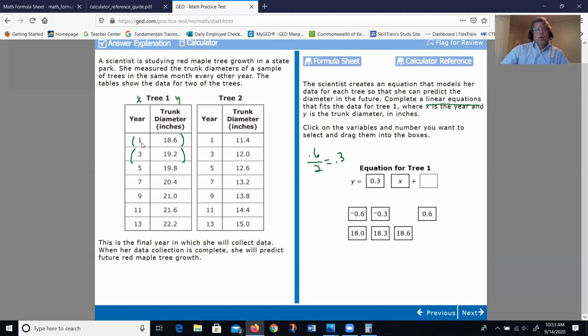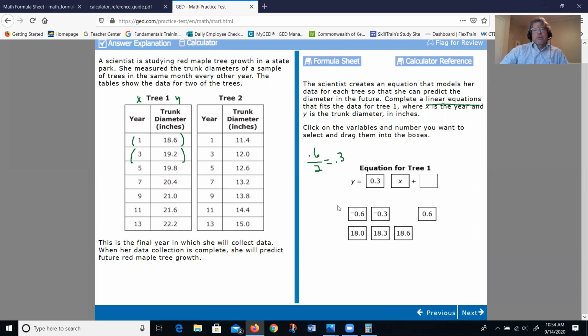Notice that when x is 1, 18.6. So no, it can't be that one, because that's when x is 1. So it's either going to be this 18.3 or this 18.0 probably. Now to figure out what it is, what I can do is define what this value is. I have values for x and y. I got a bunch of them. I'm just going to use the first one. So remember, the 1 is a value for x as long as I use 18.6 for the value for y.